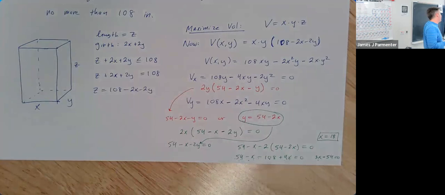So I'm going to say, if I want to make this as big as possible, I know that the length plus girth should be equal to 108. Like the maximum. Right, exactly. Because let's say the length plus the girth was 100. Well, I could have made the box 8 inches longer and gotten more volume.